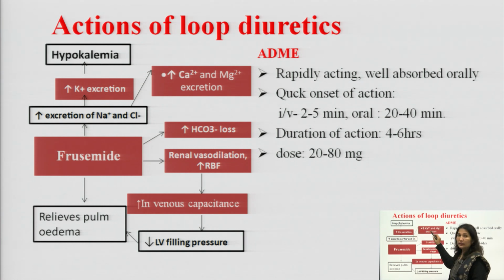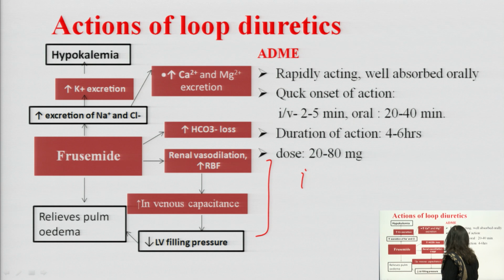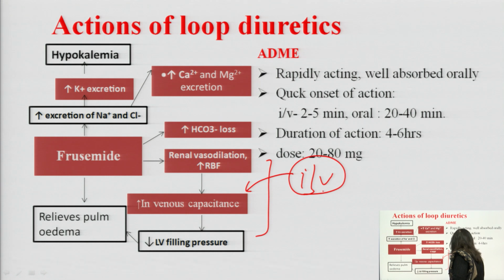They also cause increased excretion of calcium and magnesium. They cause increased bicarbonate loss, and now this is very important because IV furosemide will result in an increase in venous capacitance. IV furosemide will cause prostaglandin mediated vasodilation in the renal epithelium.